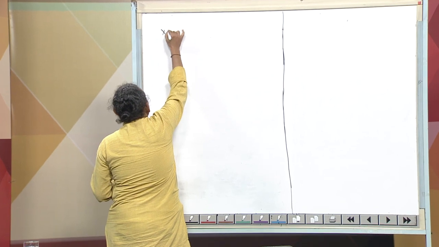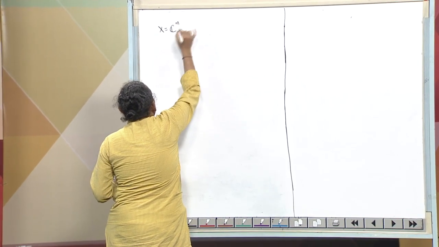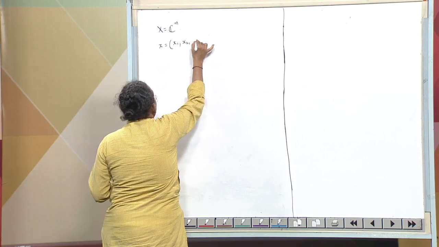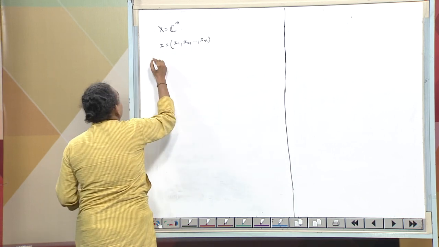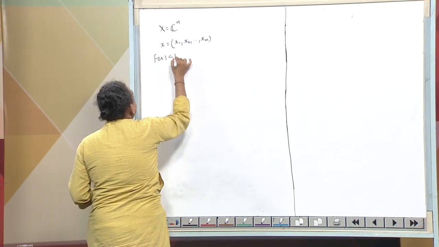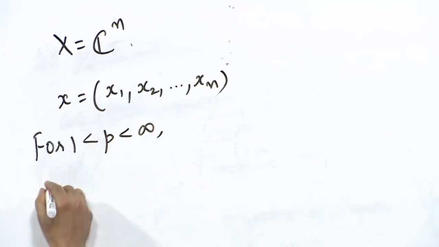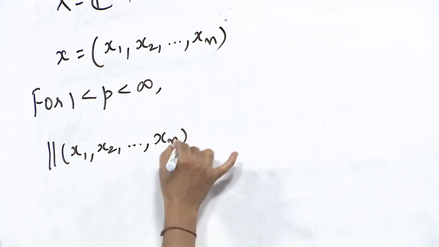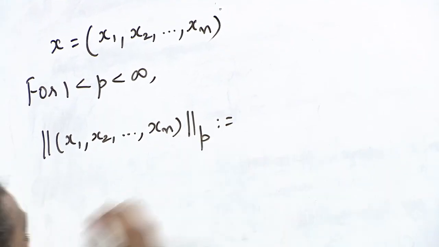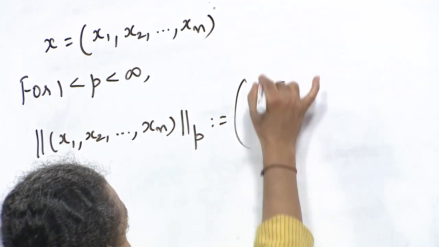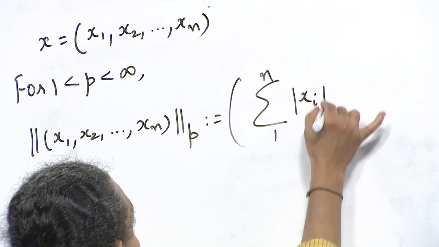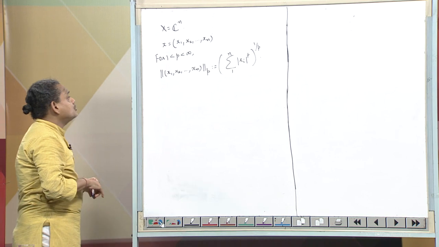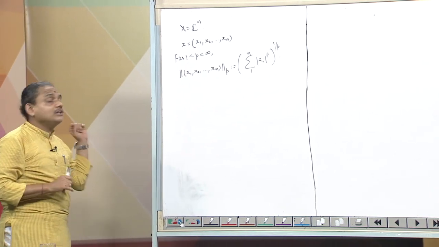We chose our vector space to be Cn, and then if you have an n-tuple x1, x2, ..., xn, then for 1 less than p less than infinity, we defined what is known as the p-norm, which is the pth root of the summation from 1 to n of mod xi raised to the power p. Right. So, our aim is to show that this is a norm on Cn.